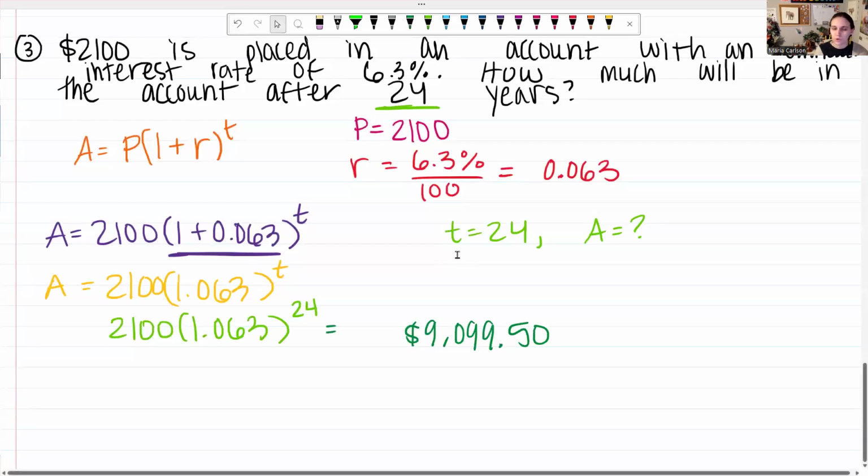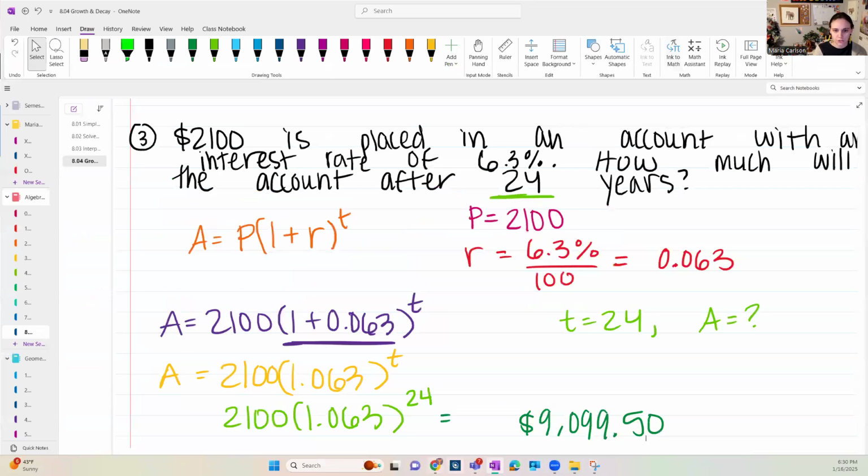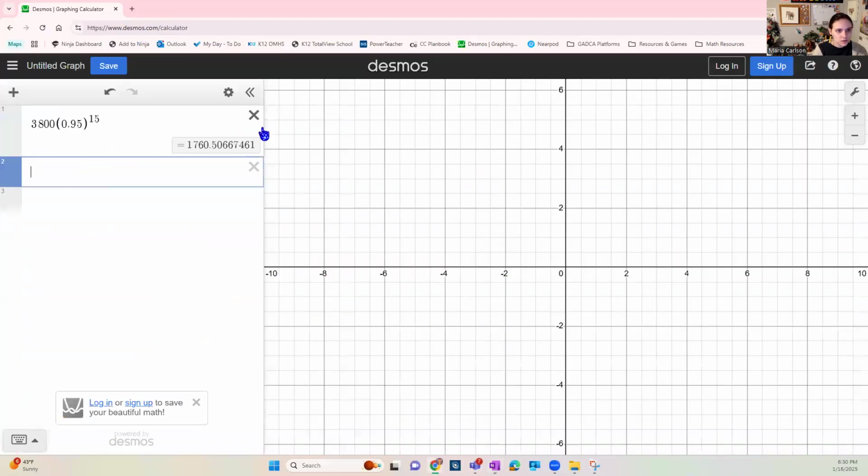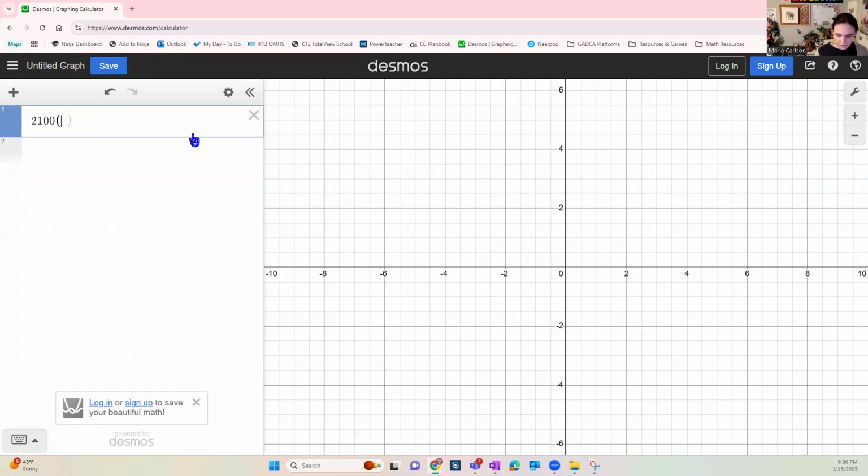And using Desmos is a wonderful tool for this. When I use Desmos, I can simply type 2,100 times 1.063 and raise that to the 24th. And it's $9,099.502. So that's going to round to 50 cents because I can't have anything past that hundredths place.